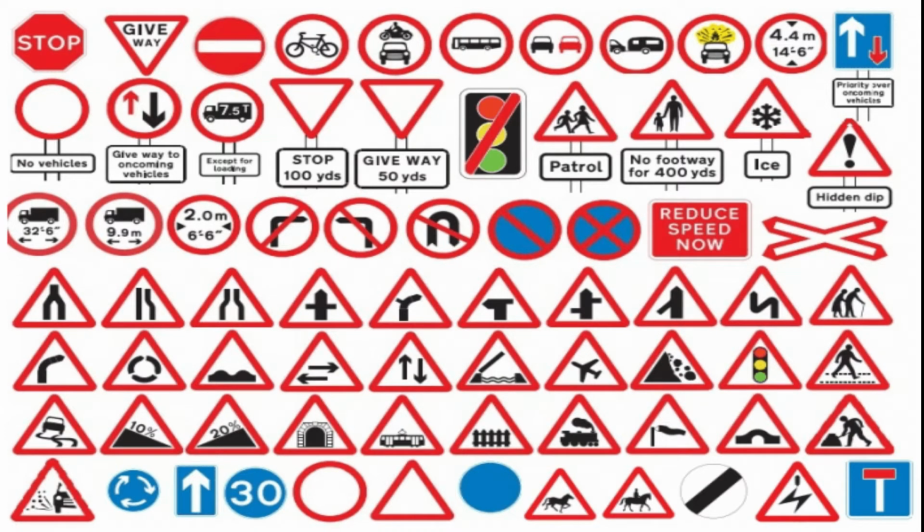Hello everyone, in this video we will be discussing the road signs on UK roads. You will see different types of road signs. Some of them are circular in shape, some are triangular, and the third type is rectangular. We will be discussing all three types here and the most common road signs on UK roads, so stay tuned.